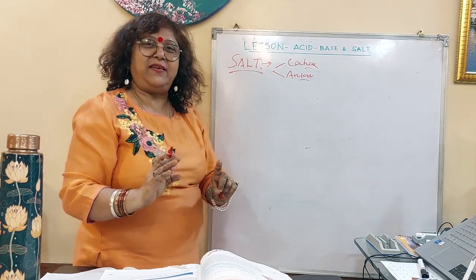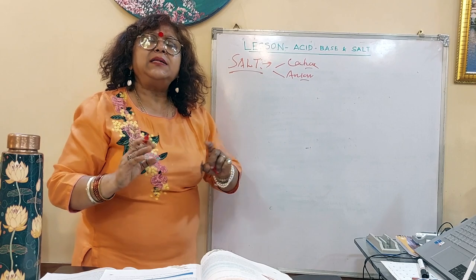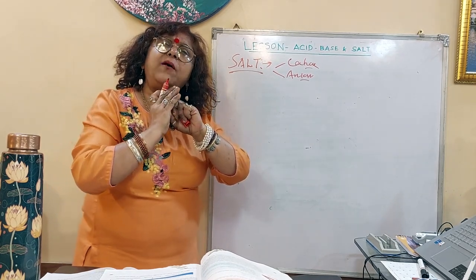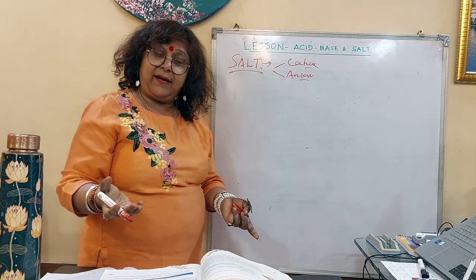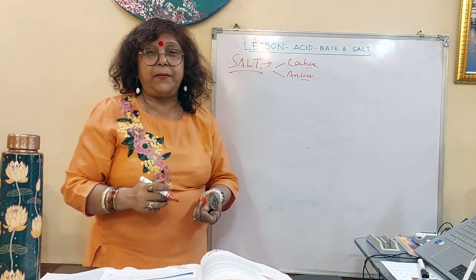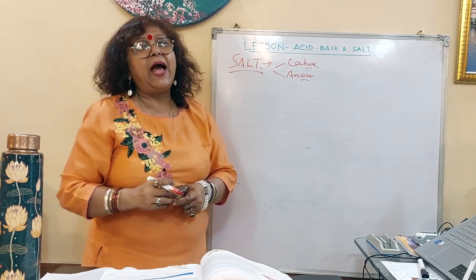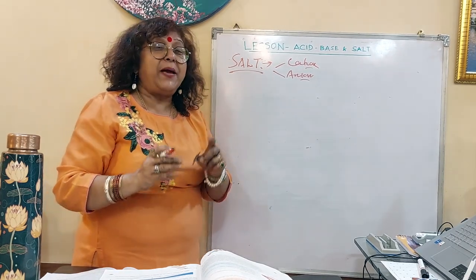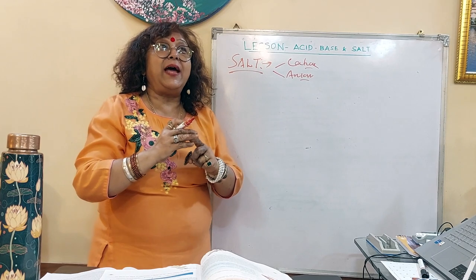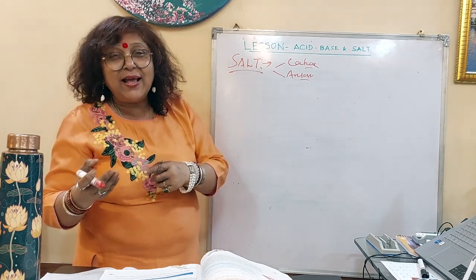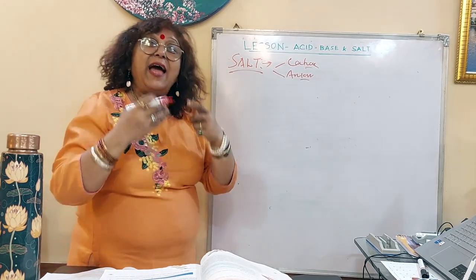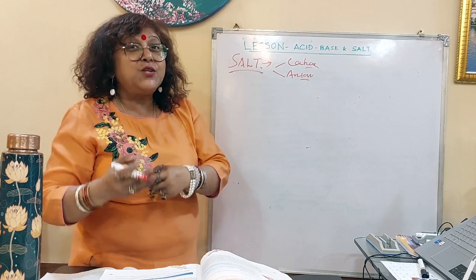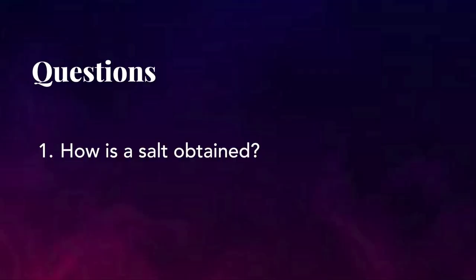Salt contains two parts, positive and negative, cation and anion. It is compulsory. Now there are various ways in which salts are obtained. A salt is obtained by the action of acid plus base, which gives salt plus water. By the action of a metal on an acid, we get a salt. Then metal carbonates and acid give a salt. So this question can again be asked: what are the various ways in which a salt is obtained? These are the general ways I said.